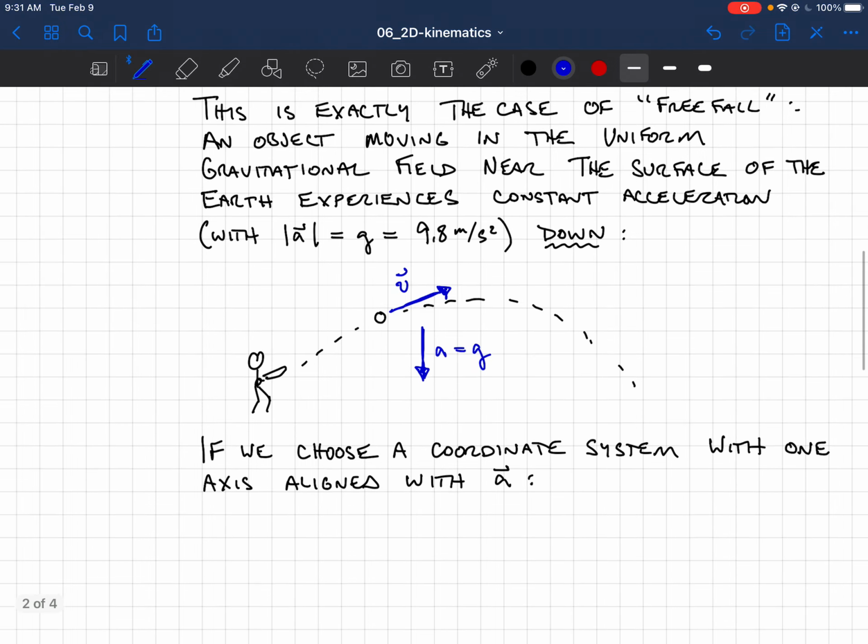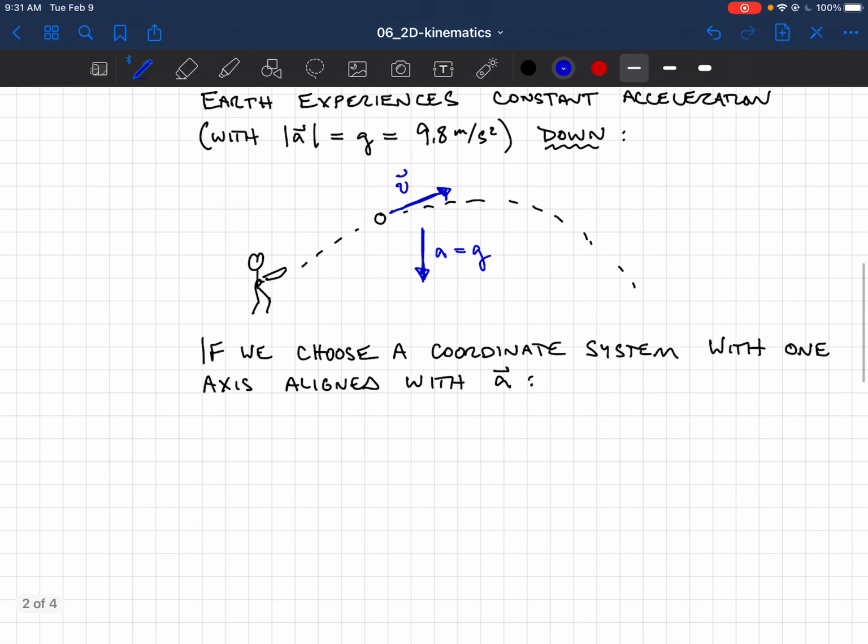So what does that mean for solving problems? Well, we could choose a coordinate system. Maybe we could put a coordinate system right at the initial place where the ball was hit. So here's a y and an x-axis. And we could look at our motion with constant acceleration equation.